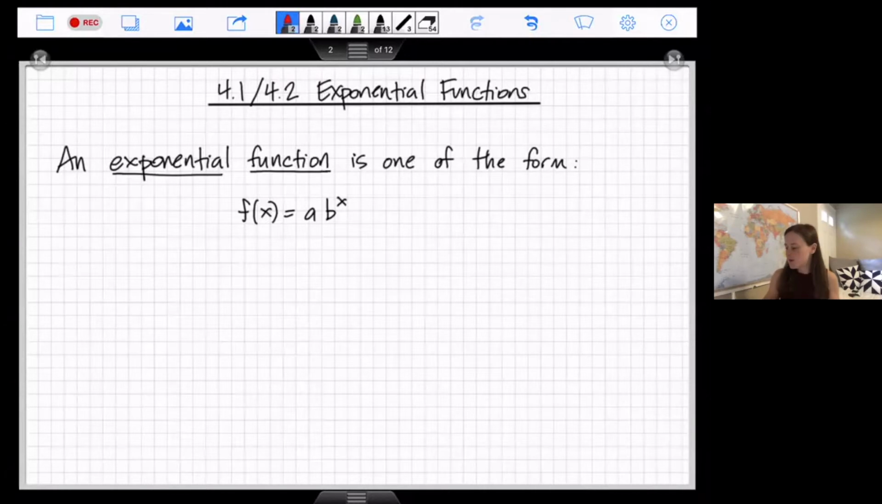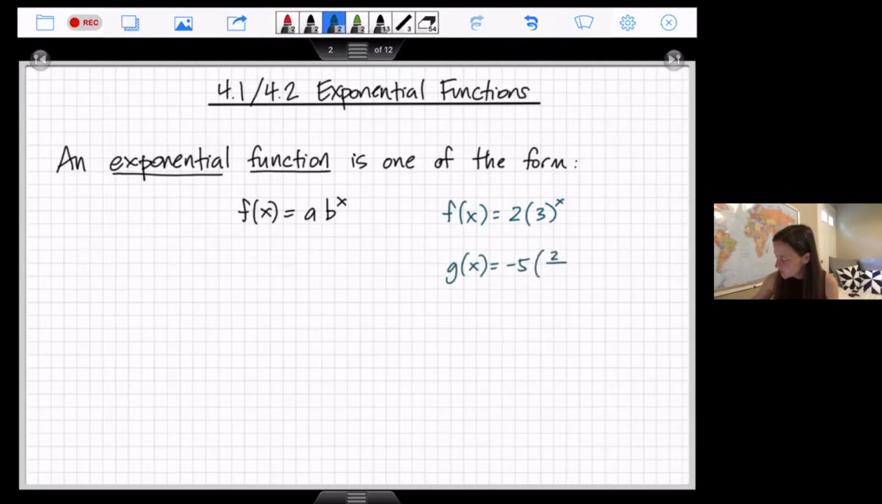All right, so this might be the function, let's say f of x equals 2 times 3 to the x, or maybe g of x equals -5 times 2/7 to the x. In general, the b of the function, the 3 or the 2/7 in my examples, we call the base of the function. And then the number a, whatever that is, we call the initial value.